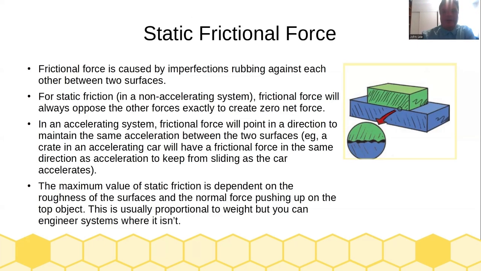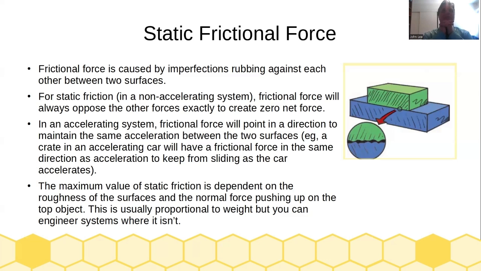As we talk about forces, it is useful to talk about frictional forces, which are, if you'll remember, what actually cause objects to slow down and to come to a stop instead of Aristotle's ideal that they just want to be close to the ground. So frictional force is caused by imperfections rubbing against each other between two surfaces. For static friction in a non-accelerating system, frictional force will always oppose the other forces exactly to create zero net force. So if you're pushing at something with 50 newtons of force and it doesn't move, that means that the frictional force acting on it is 50 newtons.